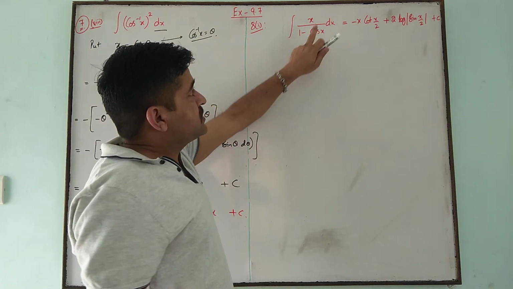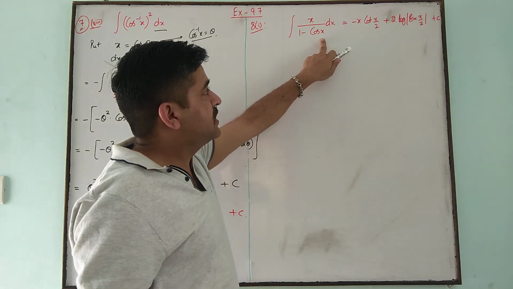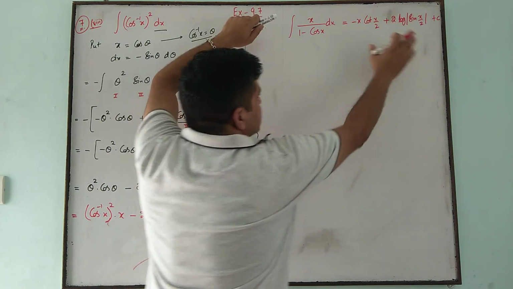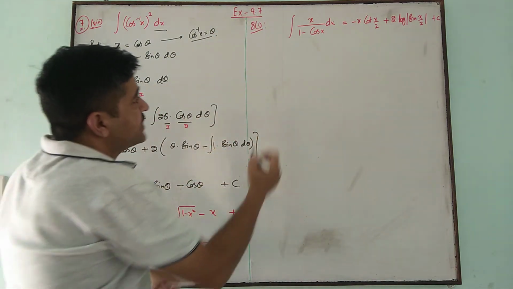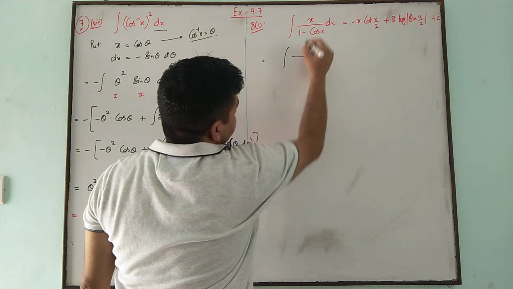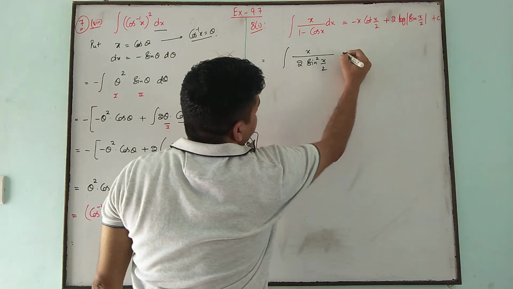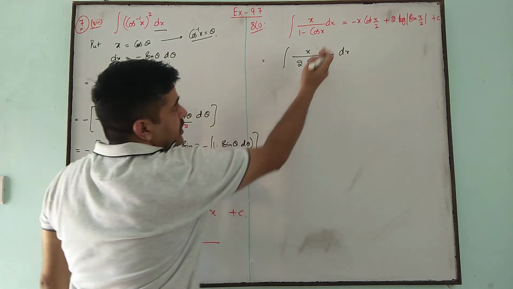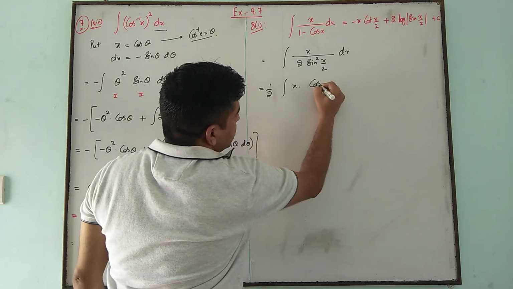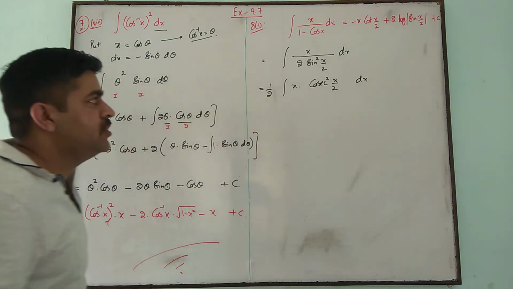Question number 8, first part, x upon 1 minus cos x. He said prove that the integral of this is this. You just simplify this and you will get this as the answer. So x upon 1 minus cos x. 1 minus cos x, half angle formula is 2 sine square x by 2. And if we write it in the numerator, then it is cosecant square. And integral of cosecant square we know.